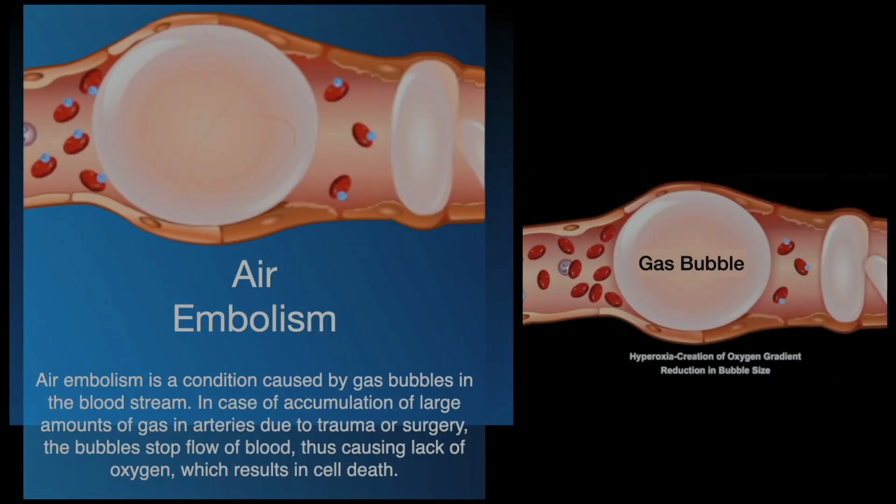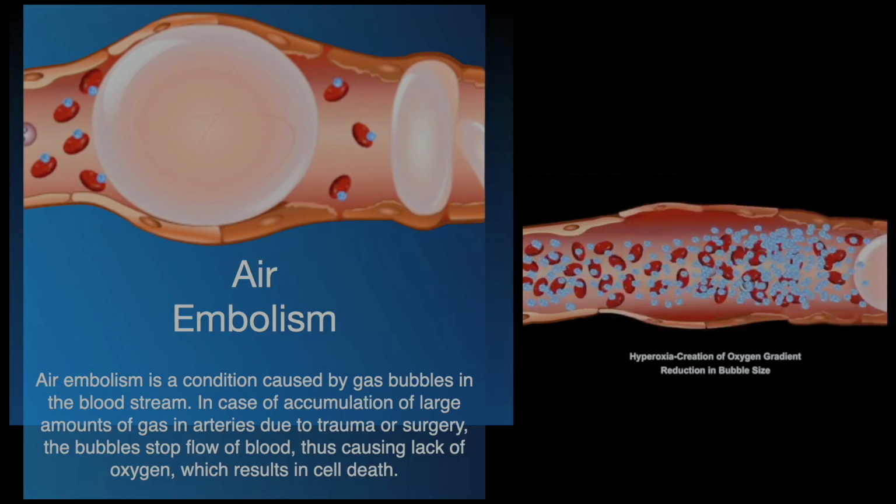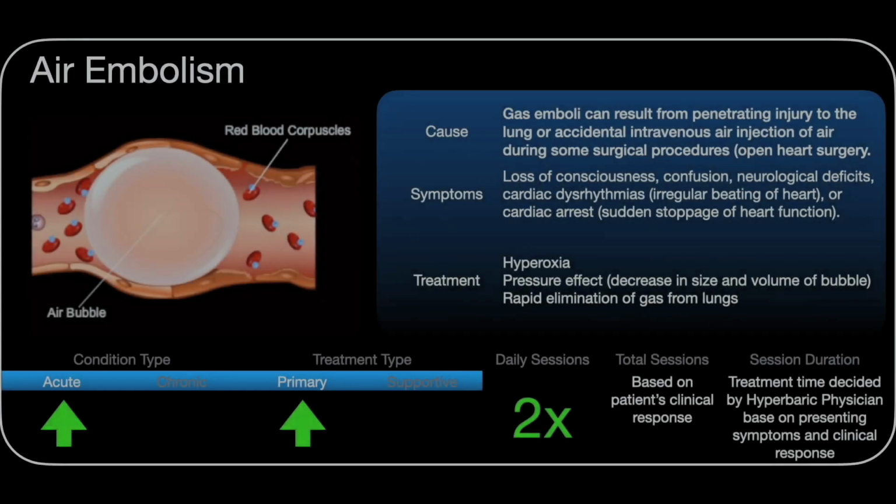Air embolism is a condition caused by gas bubbles in the bloodstream. In case of accumulation of large amounts of gas in the arteries due to trauma or surgery, these bubbles can stop the blood flow, thus causing a lack of oxygen, which results in cell death. Air embolism is an acute condition, and hyperbaric oxygen therapy is considered a primary treatment modality.